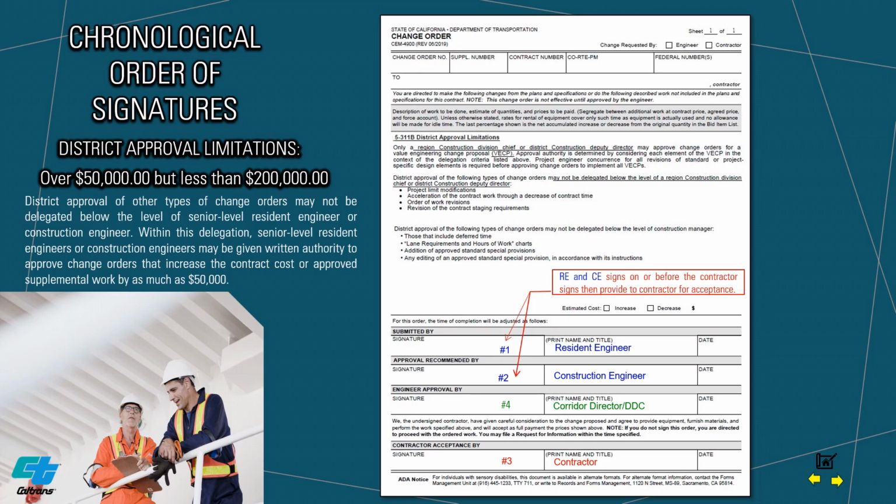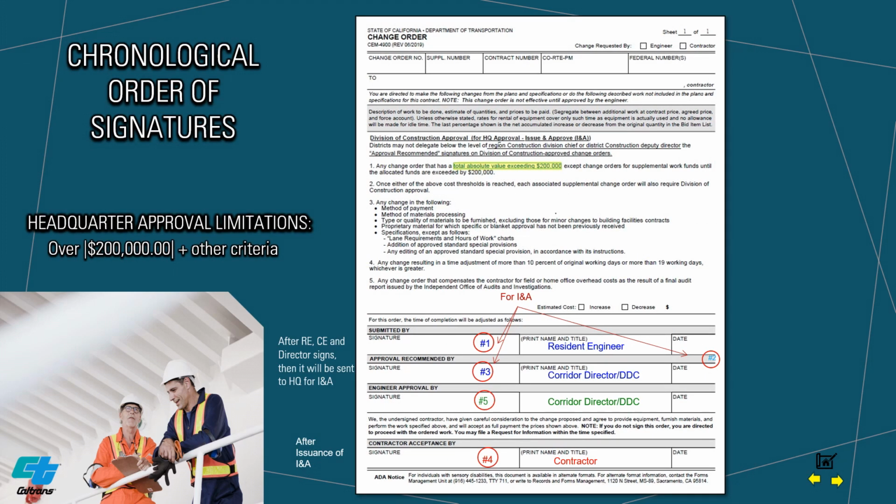Once contractor signs, then the change order is considered executed. Last will be number 4. Under engineer approval by, in this case, it will be the corridor directors or DDCM-EAM or DDC Construction, respectively. This chronological order of signatures is applicable to any of the criteria stated above, including change orders exceeding $50,000 but less than $200,000. For division of construction approval, refer to Construction Manual.